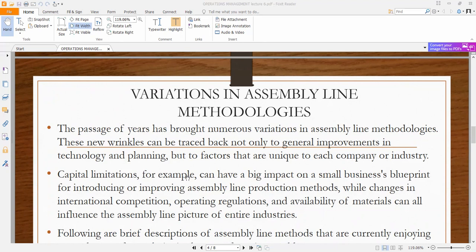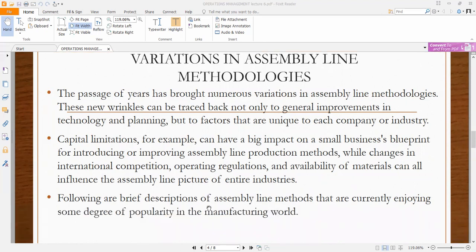Now, introducing or improving assembly line production methods, changes in international competition, operating regularly, and availability of material can all influence the picture of the entire industry. So, of course, we are talking about availability of raw materials, the type of raw materials you are using. You can also talk about the political state of the place and other things. They actually influence the methodologies of the company.